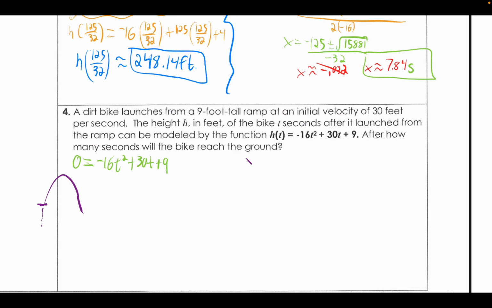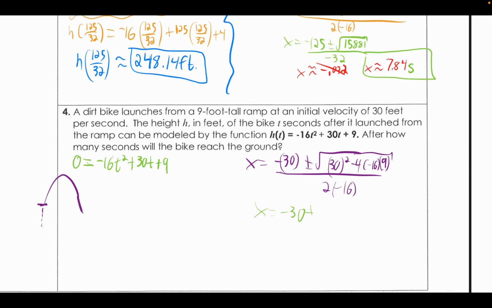Now, quadratic formula would be x equals negative of 30 plus or minus the square root of 30 squared minus 4 times negative 16 times 9 all over 2 times negative 16. Now, as we continue through this problem, we end up getting negative 30 plus or minus the square root of 1,476 all over negative 32. This will approximate to negative 0.26, which we said we can rule out, and 2.14 seconds, which is our answer.